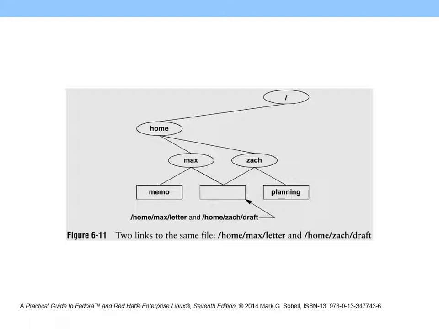Any more explanations? Yes, Roger. I'm a little unclear. I understand how they can have the two different directories, Max and Zach, pointing to the same file, but I don't understand how they can point to the same file with a different file name for each. Okay, these aren't different file names. These right here are actually directories. I'm trying to find the best way to describe it.